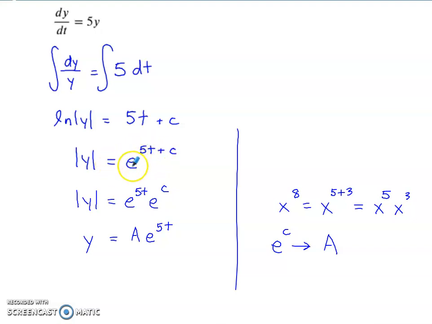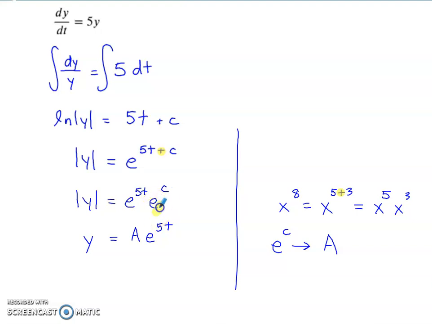I'm then going to start to manipulate this right side of the equation. You add the exponents when you're multiplying like bases, right? Think about x to the 5th times x to the 3rd. That's really equal to x to the 8th. When you multiply like bases, you add the exponents. Well, what we have right here is addition in that exponent. I can go the other direction with this property. I can take the addition in the exponent and re-express it as multiplication of like bases. So I'm doing that with e to the 5t times e to the c.